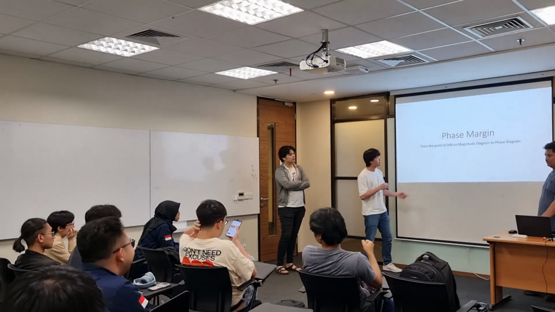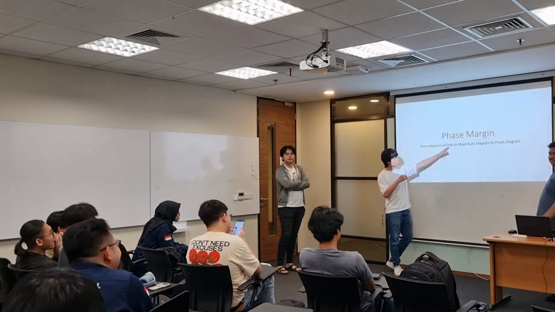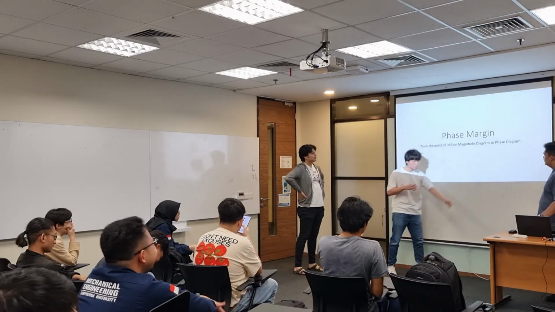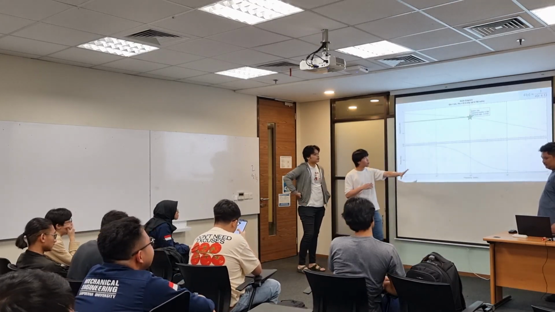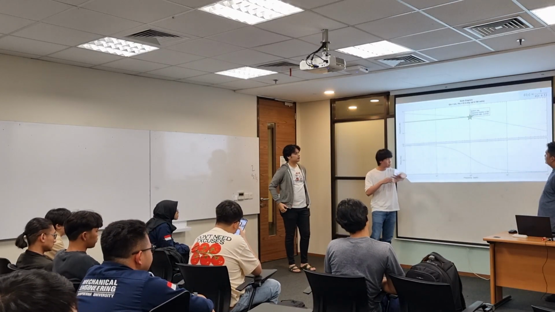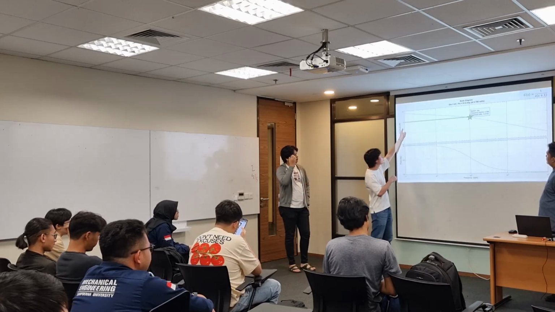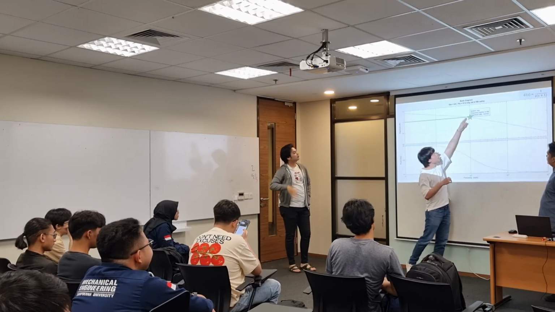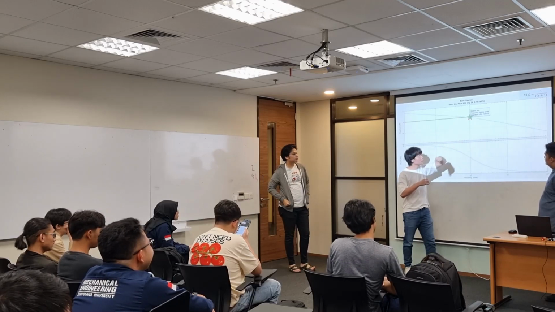And phase margin: trace the point of 0 dB on the magnitude graph onto the phase diagram. It's going to be the opposite. So then we want a phase margin, right? We look at the magnitude graph, we trace from 0, the green line, and we hit this point where the line touches our graph. We'll be able to see a point over here.